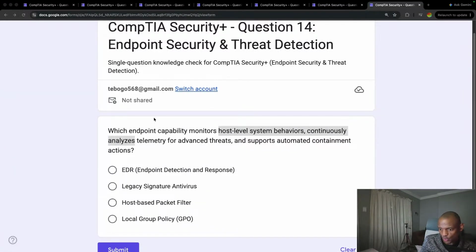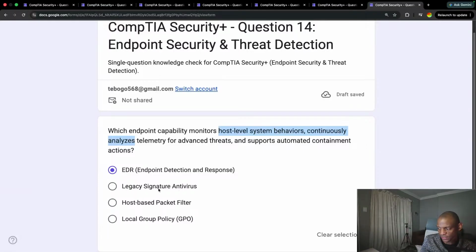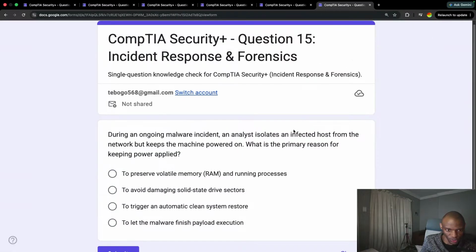So the correct one would be the first one, endpoint detection and response. This one continuously analyzes the telemetry for advanced threats and monitors the host level system behaviors. Other ones, this one is very old. We no longer use this anymore. Antivirus signatures, we don't use signatures because it's not continuous. All right, now let's move to the next question. All right, here's the next question.